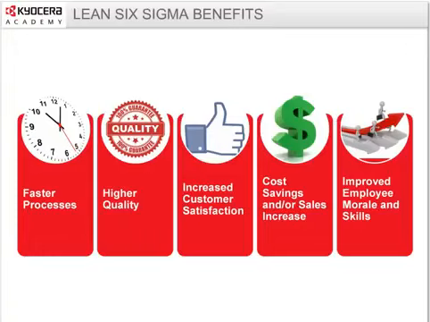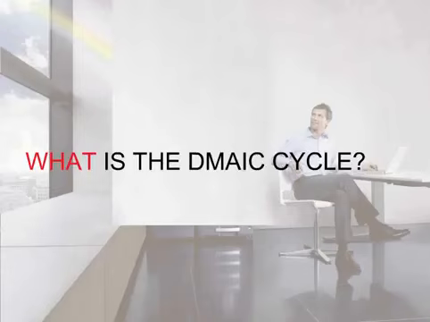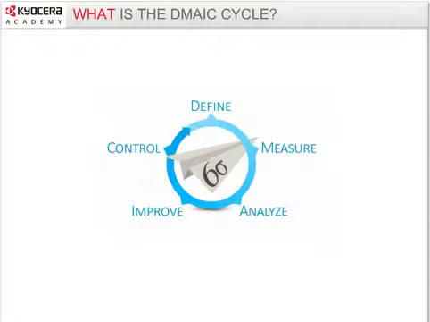What is the DMAIC cycle? DMAIC is the data-driven process improvement cycle used to run Lean Six Sigma projects. The acronym DMAIC stands for the 5 interconnected steps or phases, that are define, measure, analyze, improve, and control. Each phase has a specific purpose, with the overall goal of implementing effective and permanent process improvements.